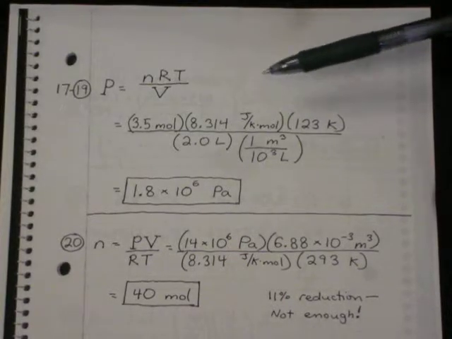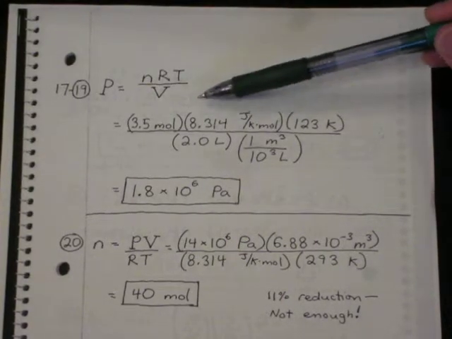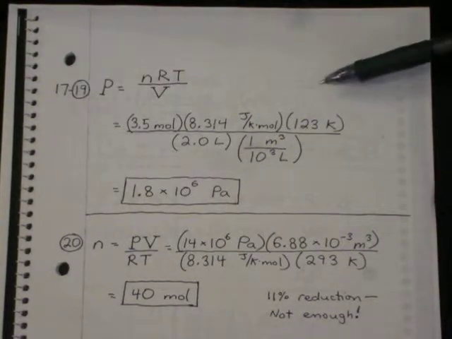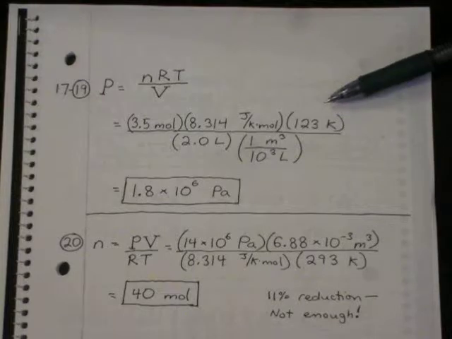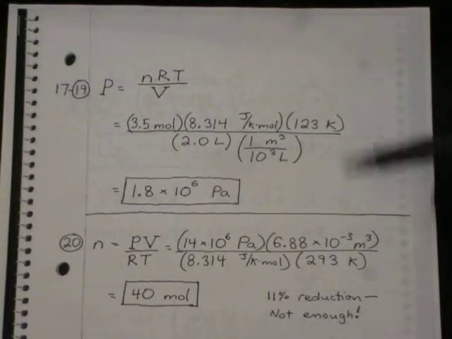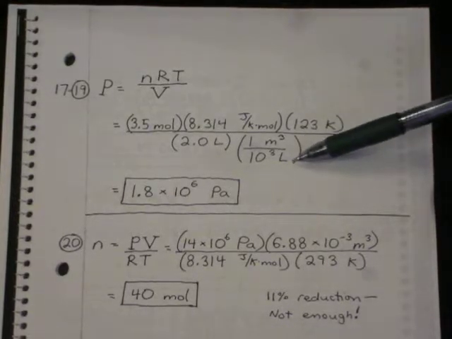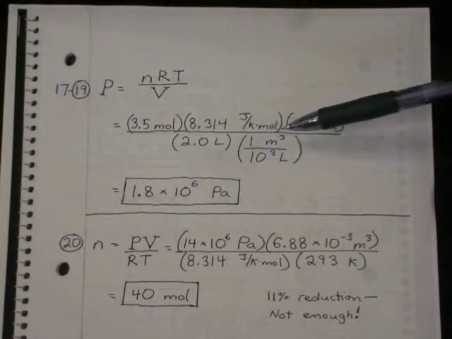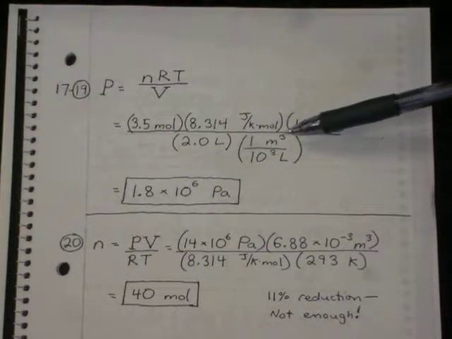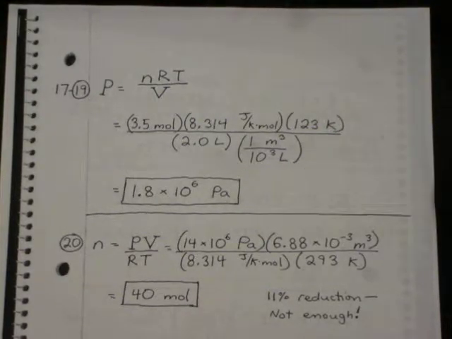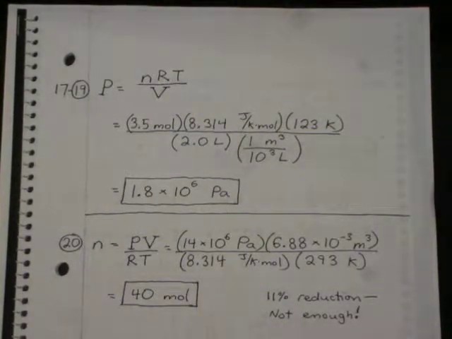So we're going to make sure the units work out properly. We have 3.5 moles times 8.314 times 123 Kelvin is the temperature. We divide by 2 liters. However, for MKS units, we need this in cubic meters. So we're going to do the conversion down here that 2 liters is, we multiply by a cubic meter over 1,000 liters to get it in cubic meters. And the answer is 1.8 times 10 to the 6th pascals.